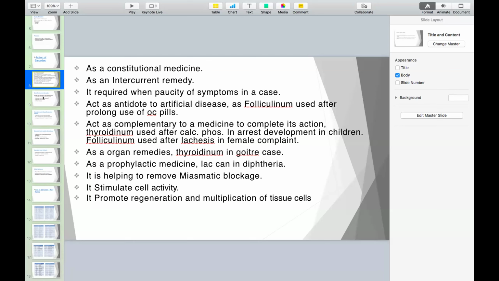So these are organ remedies, like thyroid in particular for goiter, hypo or hyperthyroidism. As a prophylactic, it acts as a lectin in diphtheria. It helps to remove the miasmatic blockage as well. It stimulates cell reactivity and promotes regeneration and multiplication of tissue cells when required. Next.